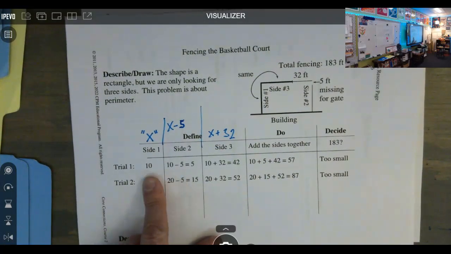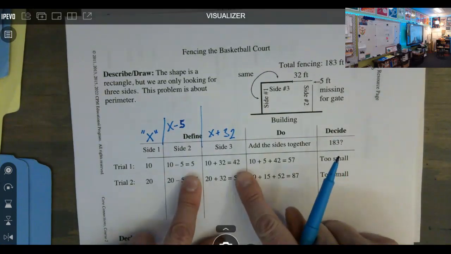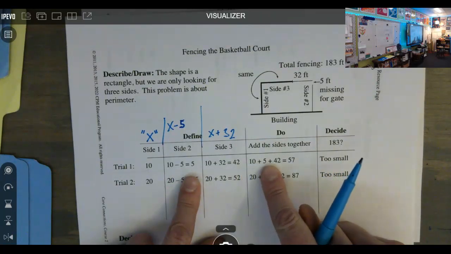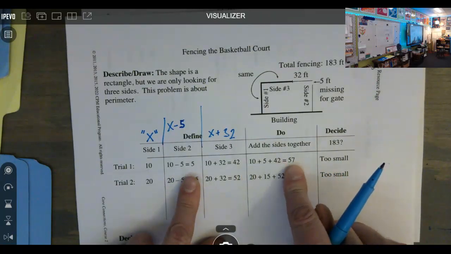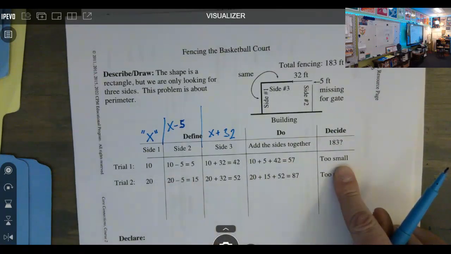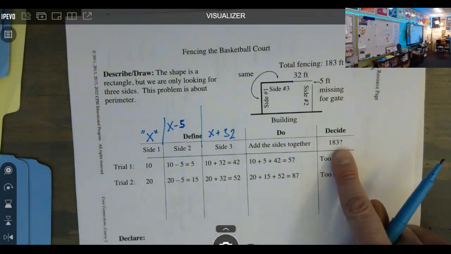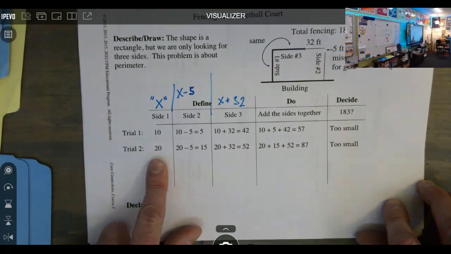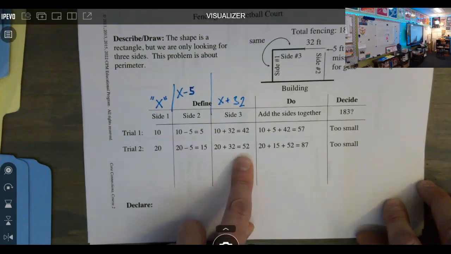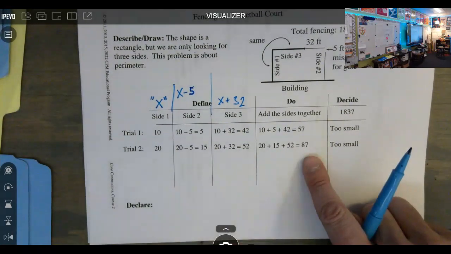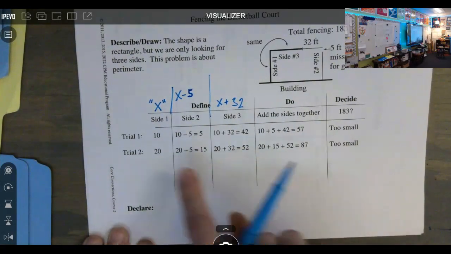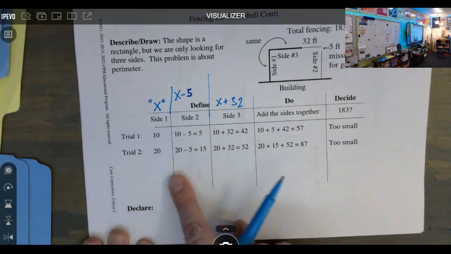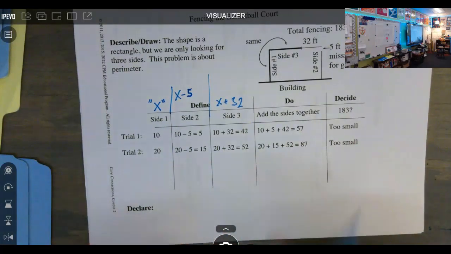So they tried 10. Then they got 10, 5, and 42. When they do the math, are we at 183? Not even close, Gabe said. They try 20, so they get 20, 15, 52. Are they at 183? Not even close. You and your partner decide what to try next, what side 2 will become, what side 3 will become. Go ahead and take a couple minutes to try this out.